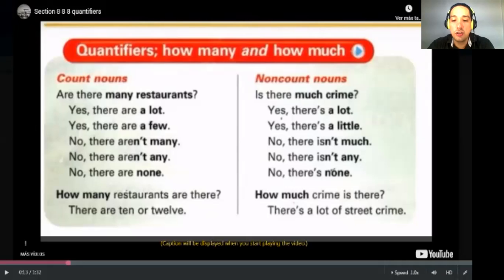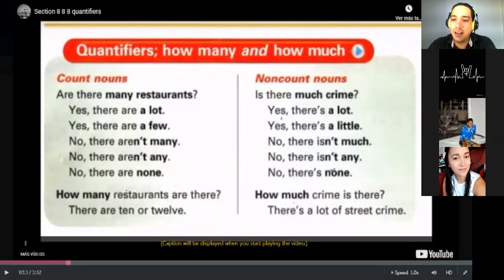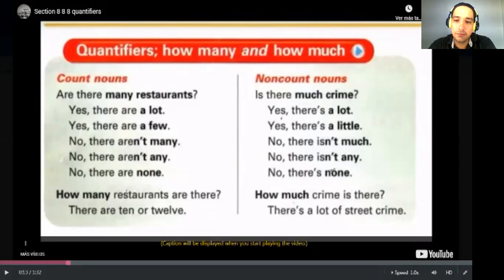And when do we use how much? When you can't count the nouns. Perfect, Kenya. So, uncountable nouns, like water and like figures. Crime, crime is a figure. Es una figura, right? It's something hypothetical. The crime, water, light, okay? Let's start. Carla, can you tell me an uncountable noun?